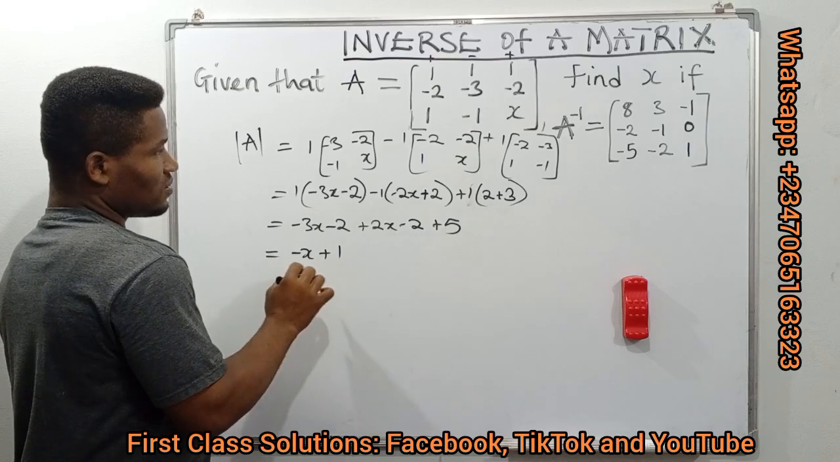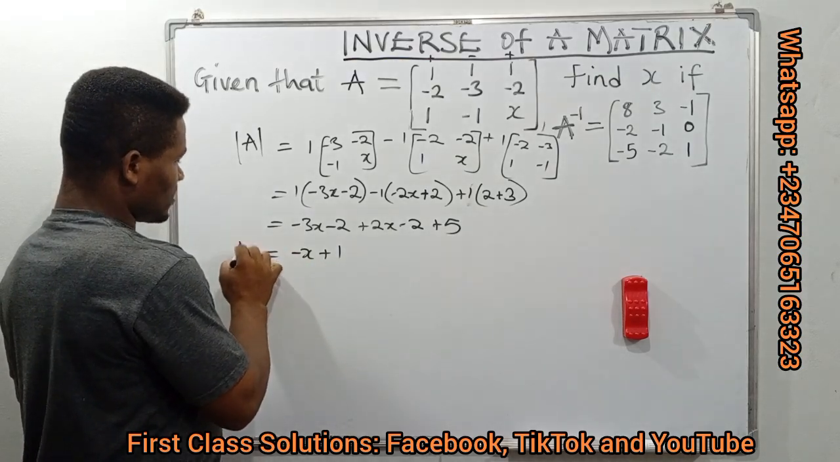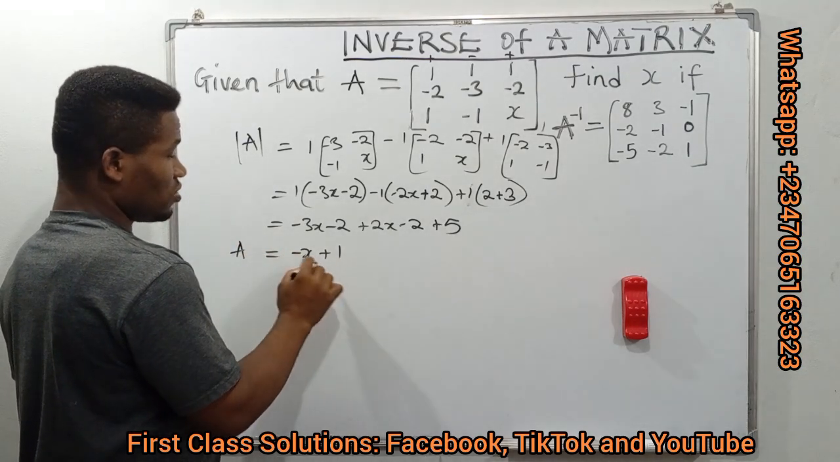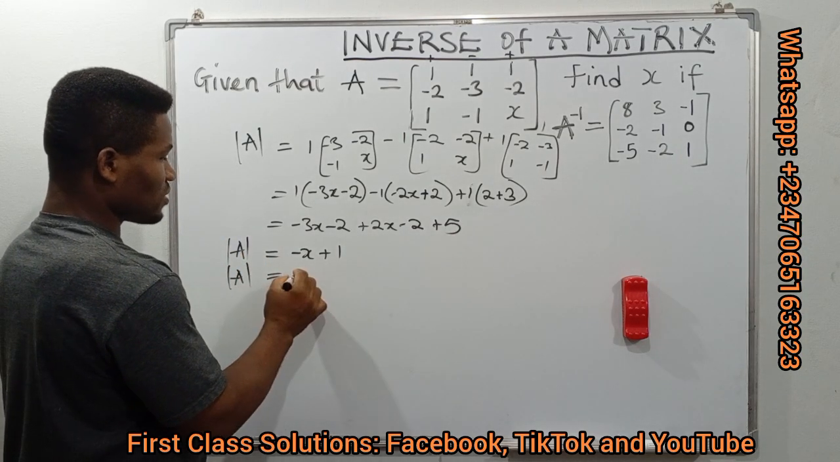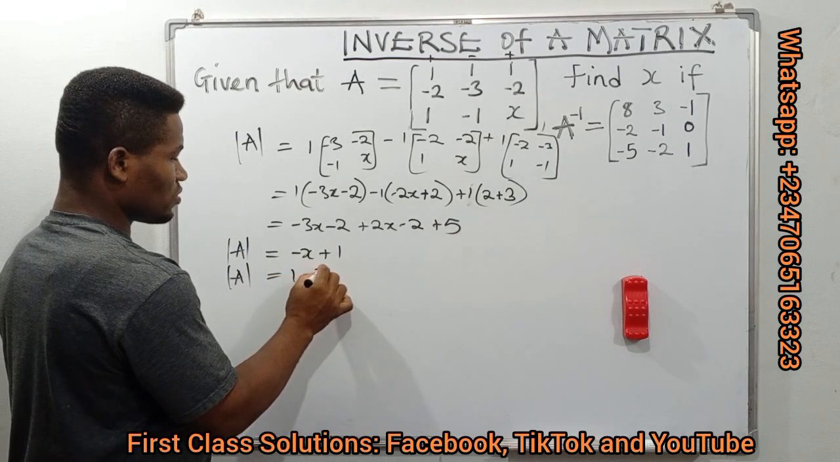So our determinant here is minus x plus 1. We'll simply have the determinant as 1 minus x.